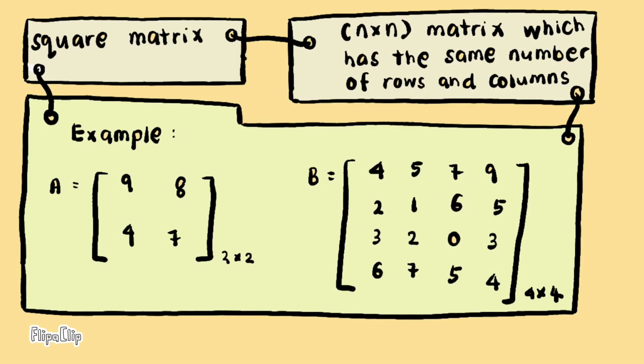Let's move on to the next matrix, which is the square matrix. A square matrix is an n times n matrix, which has the same number of rows and columns. From the example, we can see there is a 2 times 2 matrix and a 4 times 4 matrix. This matrix forms a square shape. This is how the matrix got its name.